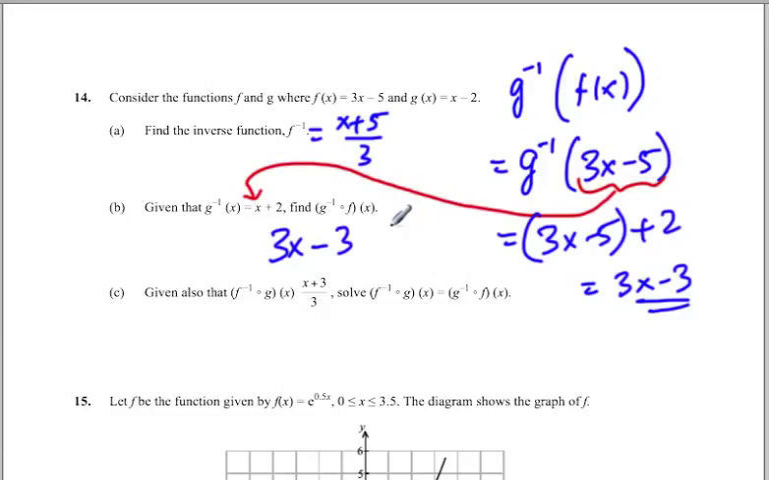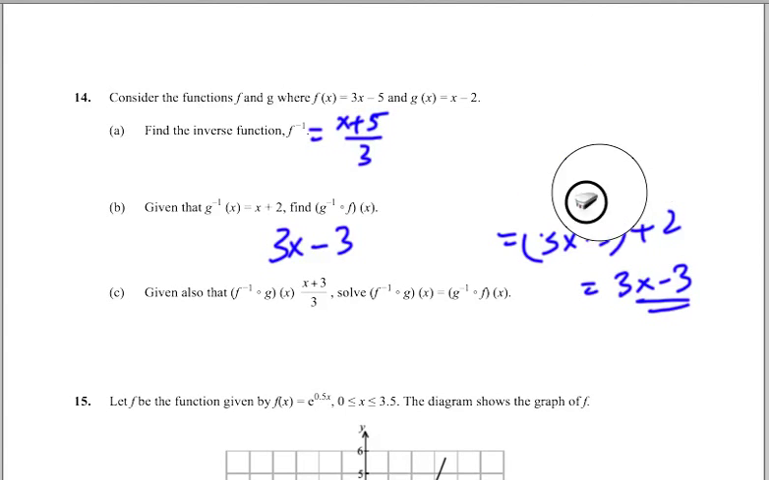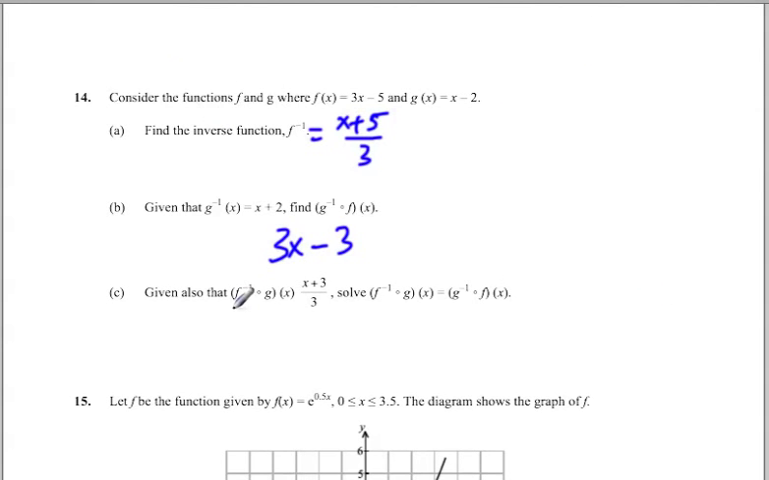Now what I need to do next, so it's 3x minus 3, and I'm going to erase this because I need some more room. But remember, as always, you can scroll back and figure out how I've done this. Given that f inverse of g is equal to this, solve f inverse of g of x equals g inverse f of x. So f inverse of g is pretty much what they gave us right here, so this part is simply x plus 3 divided by 3.